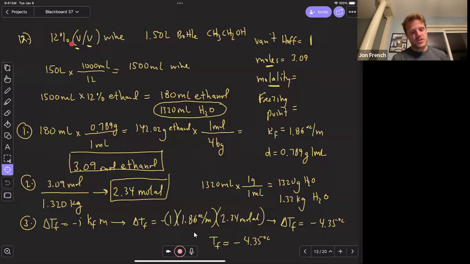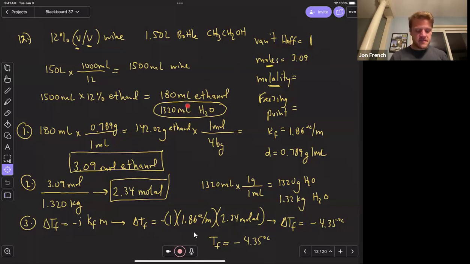So we're going to start with its 12% wine, volume by volume, which means in that 1.5 liter bottle, 1,500 milliliter bottle, 12% of it is ethanol. The remaining would be water. So 12% of 1,500 milliliters is 180 milliliters of ethanol, which means I've got 1,320 milliliters of water. Ethanol is a molecular compound. Its van 't Hoff factor is 1.